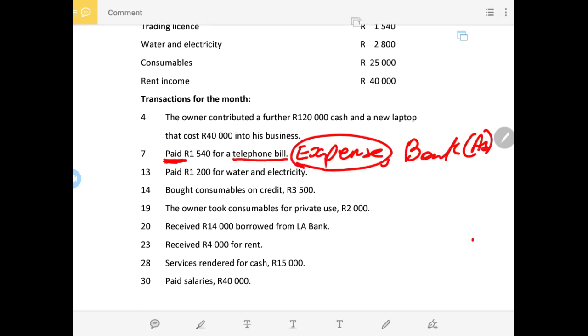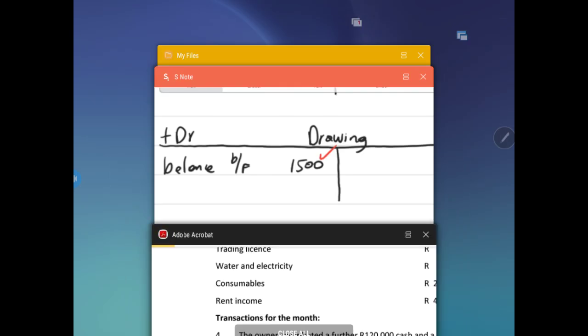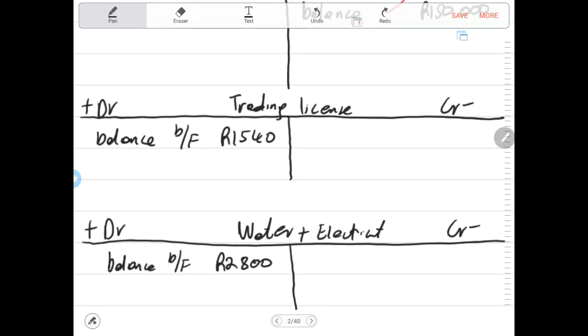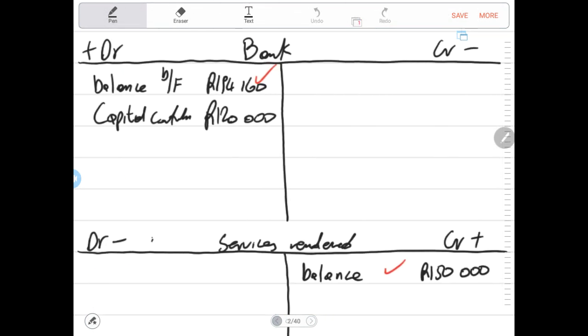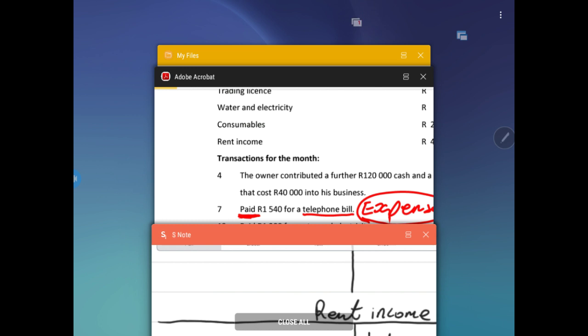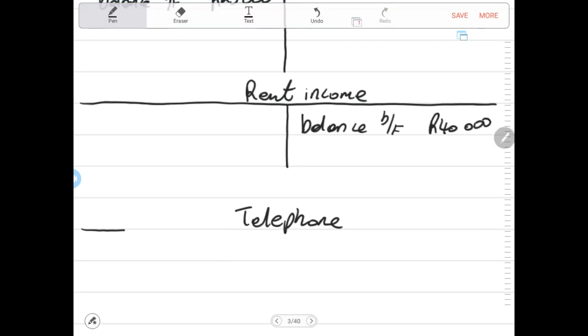Now let us check if we have a telephone account in our ledger accounts before we record. I don't remember us having any telephone account. No, we don't have telephone. So let us open a ledger account for telephone. And we know that telephone is an expense. So we draw a ledger account. Whenever you have not yet opened the ledger account, always open it.